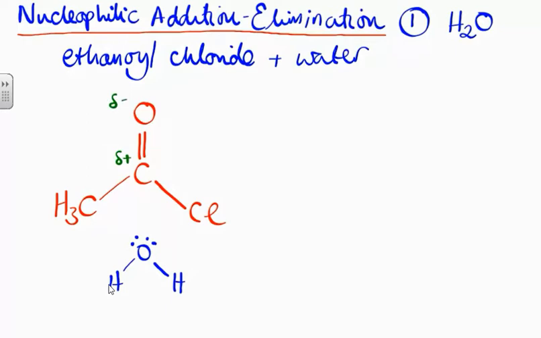So from the lone pair on the oxygen, attacking the carbon, and then that makes the double bond break. 2 marks for that. See if you can work out what happens next. So what have we made?